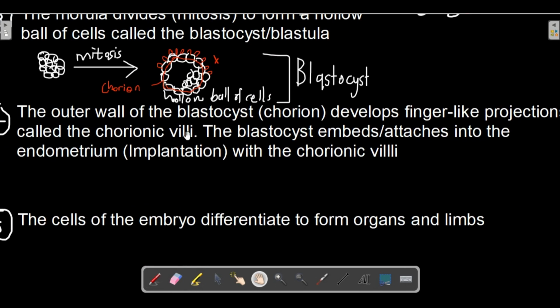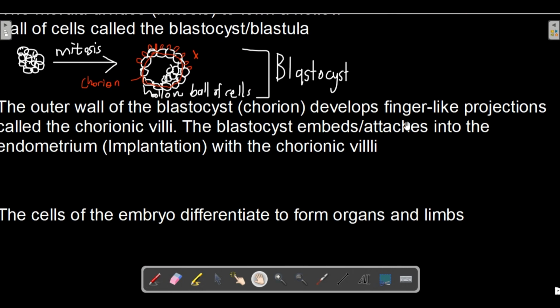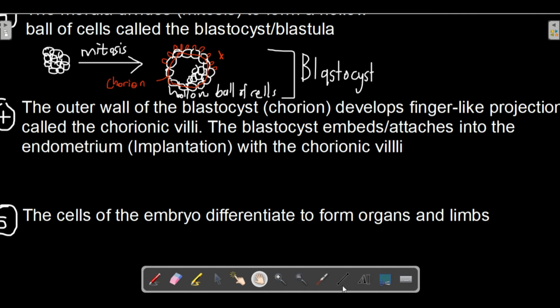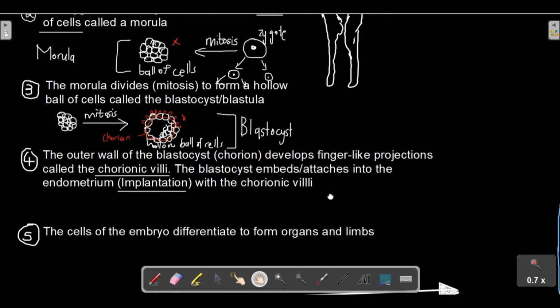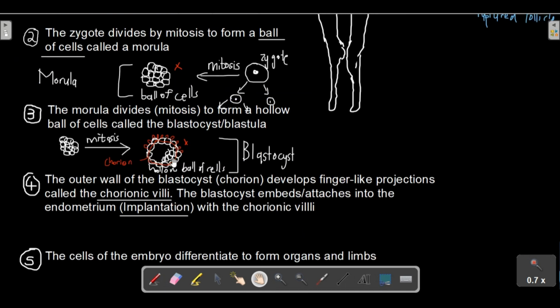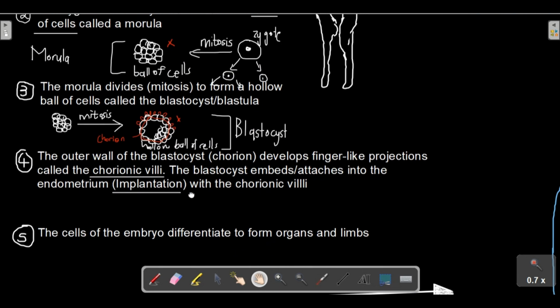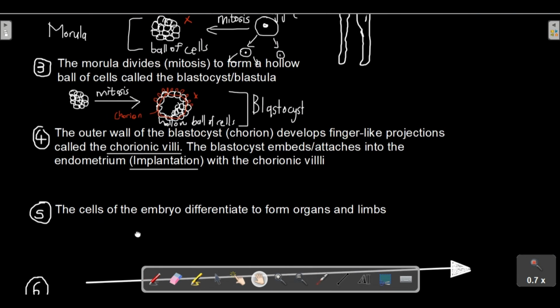So again, the outer wall of the blastocyst, the chorion, develops finger-like projections called the chorionic villi, and the blastocyst embeds or attaches into the endometrium. That's a process that we call implantation. It embeds with that chorionic villi, and from there, the cells that are inside will develop into an embryo, will develop into the fetus.